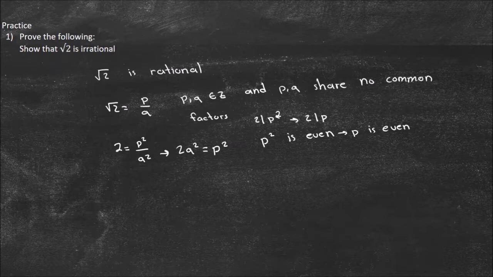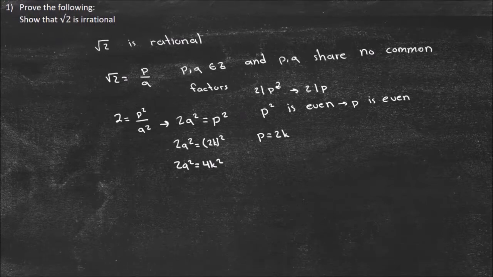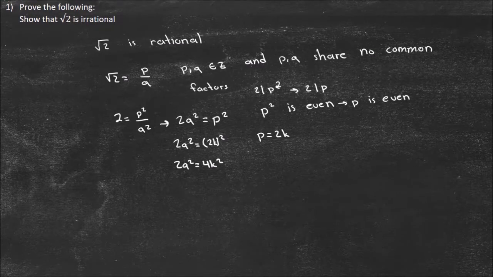Well, now if p is even, I can say p equals 2k, right? Nothing wrong with that. And now I'm going to go back to the drawing board here and say, well, 2q squared equals, instead of p, I'm going to say (2k) squared. Then I'm going to get 2q squared equals 4k squared. Okay, now I'm going to divide both sides by 2. I'll get q squared equals 2k squared. And this is the answer right here. It's right on the page right now that there's a contradiction. But let's go step by step.